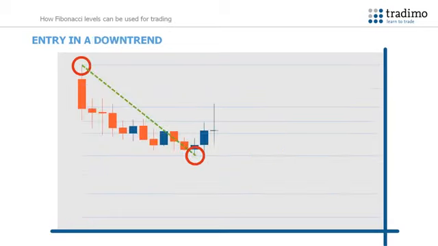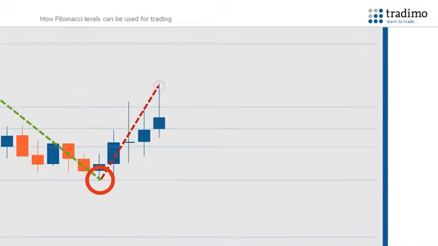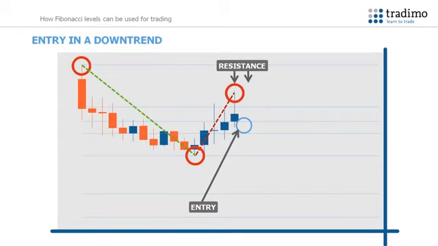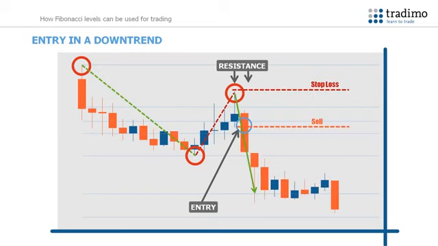In a downtrend, an entry could be taken after price has found resistance at one of the retracement levels. Traders can wait until price begins to move down in the same direction of the original downtrend. Again, the entry is made with the stop loss above the retracement level and profit can be taken at another Fibonacci level.